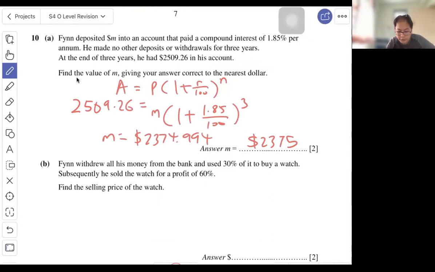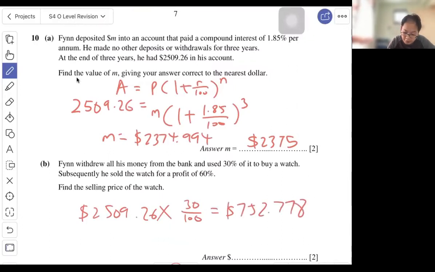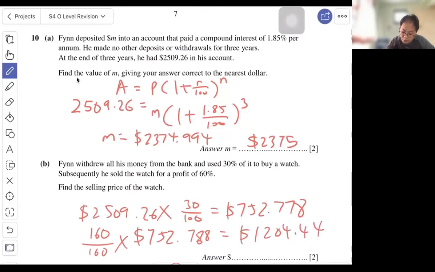So you say nearest dollar, that's why your answer is 2375. Fion withdraws all his money from the bank, uses 30% of it to buy a watch. Then he sells the watch for a profit of 60%. Find the selling price. So you take your 2509.26 times your 30%. So you get 752.778. But it says a profit of 60%. So 160 over 100 times your 752.778. That will be the answer, 1204.44. So in O level, give to 2 decimal places for money, unless they tell you otherwise.